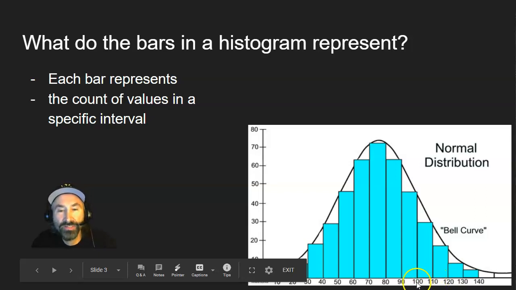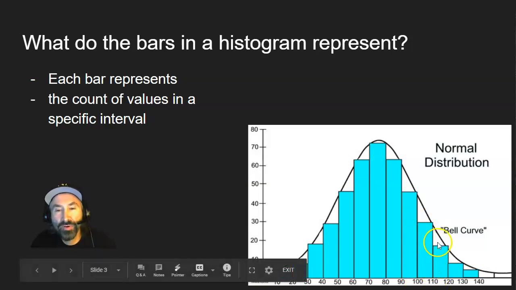In this case, I'm pointing to an interval between 100 and 110. And we can see that the bar for that is at about the 30 point, which means in this particular data set, there must be about 30 data points that are in the range from 100 to 110.